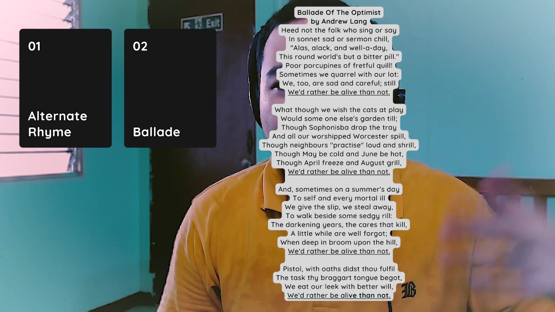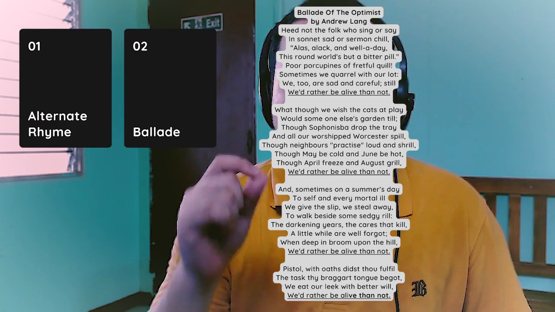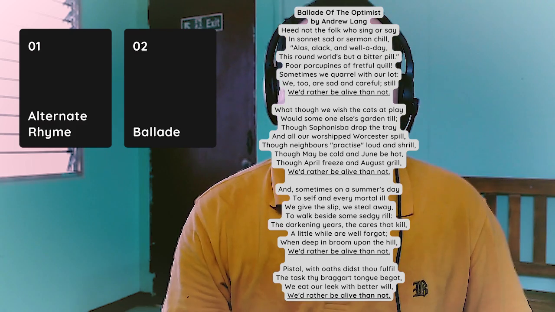So briefly, here's the entire Ballad of the Optimist by Andrew Lang. Take note of the ending of each stanza. And now I will keep the other types of rhyme schemes brief.